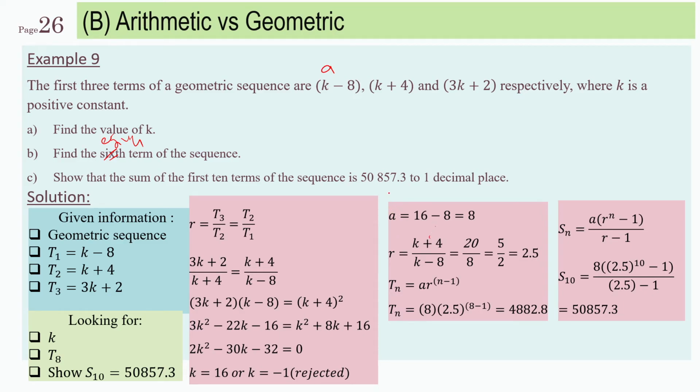So the A actually is, we just substitute 16 minus 8 is 8. And then for our R, we just substitute 16 into here. 16 plus 4 is 20. 16 minus 8 actually is 8. 20 over 8 actually is 2.5. So we substitute everything inside and we got our T8. And they show the sum of the first 10 terms, so it means S10. You substitute everything inside, and they say round to 1 decimal point, so this one is the answer.